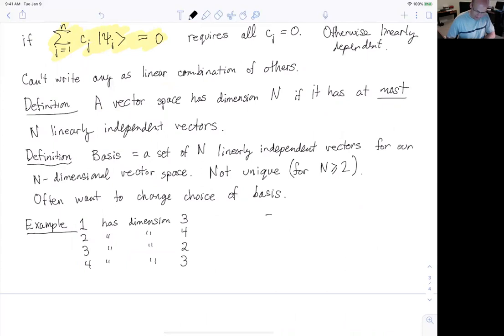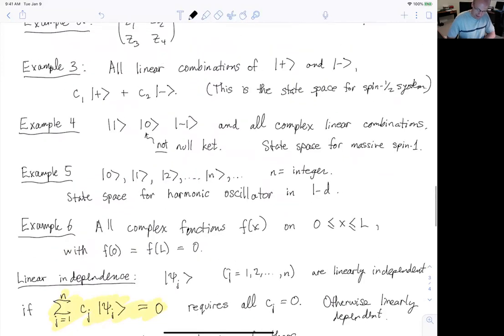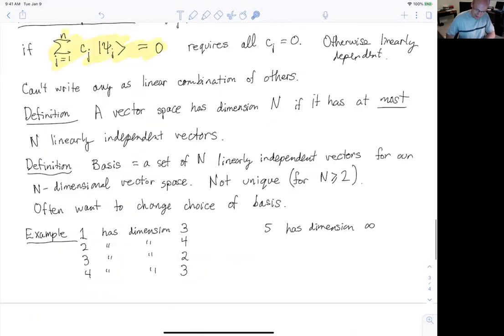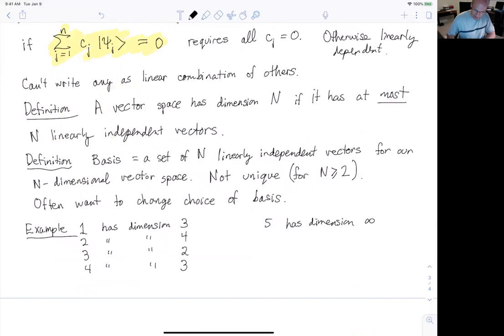Example 5 has dimension infinity, because if we go back here, here they are, right? They keep going forever for all n integers. And so there's no getting around it. You can't write any one of those as a linear combination of the others just by the way it's set up. And so the dimension is infinity. But it's infinity that is countable.